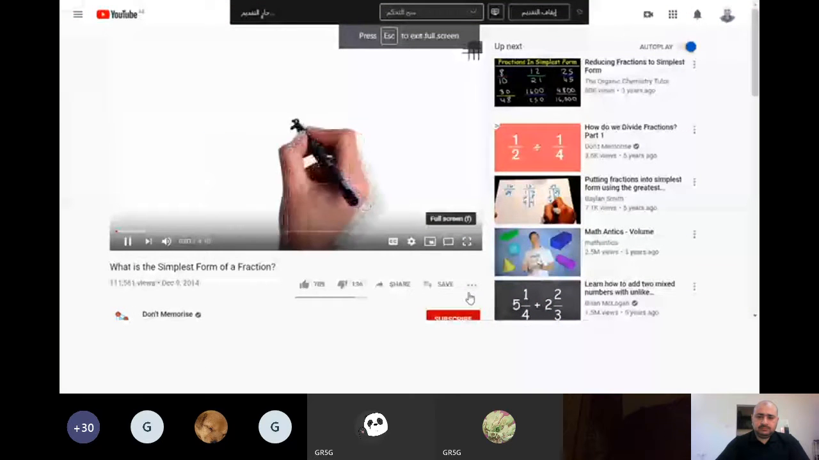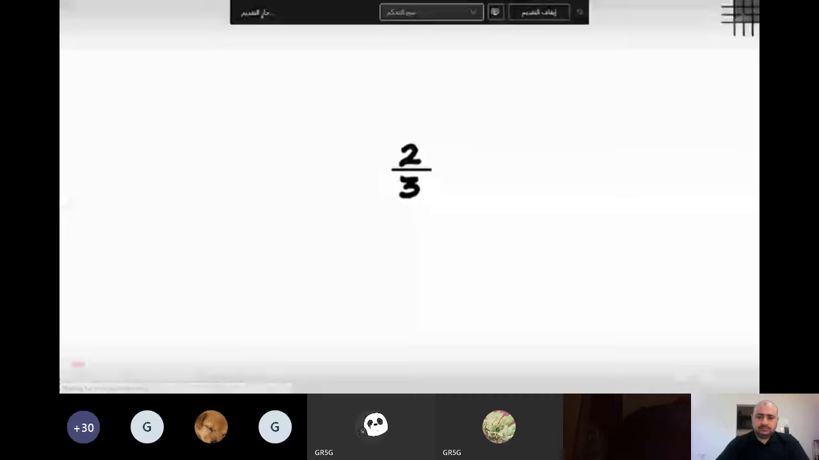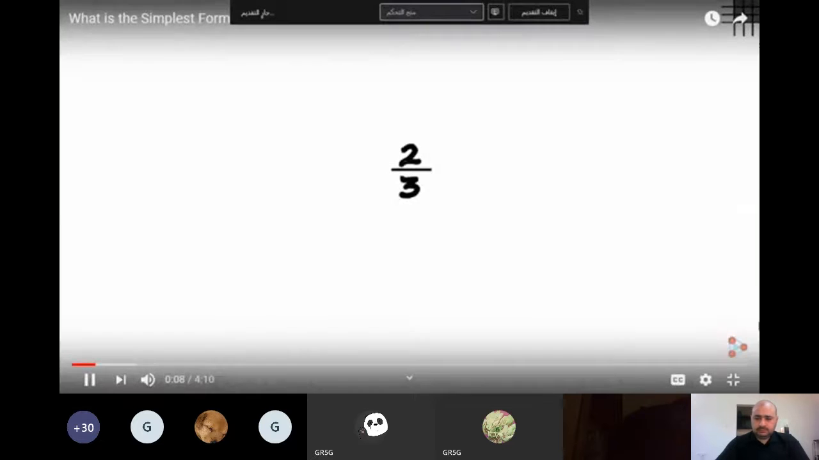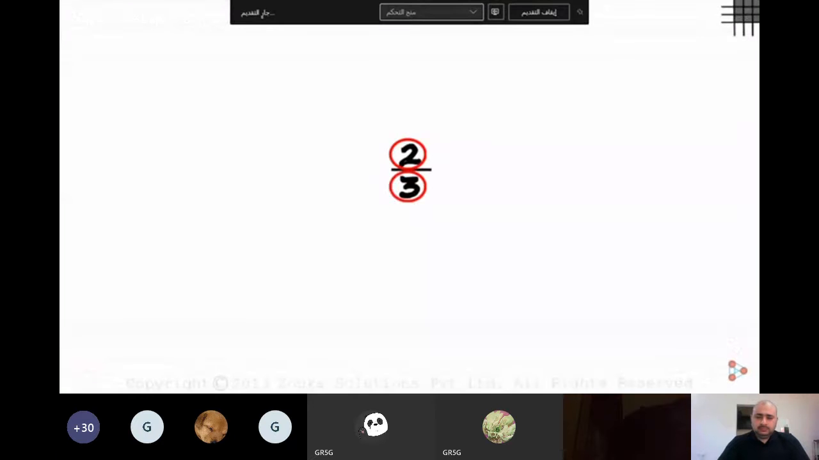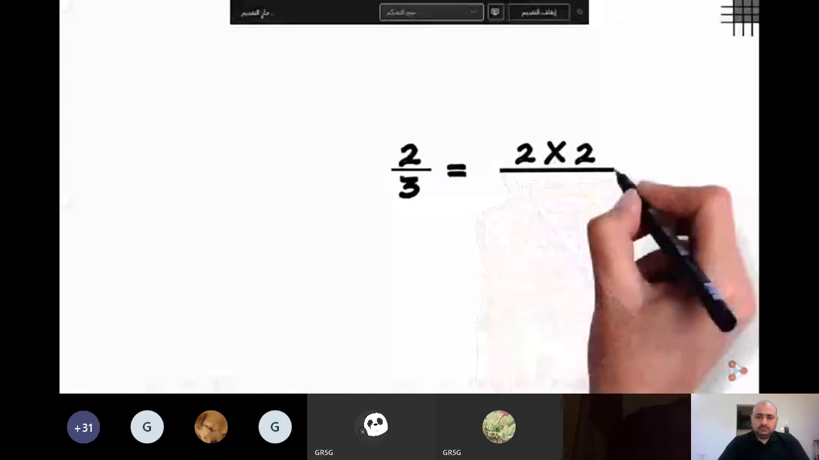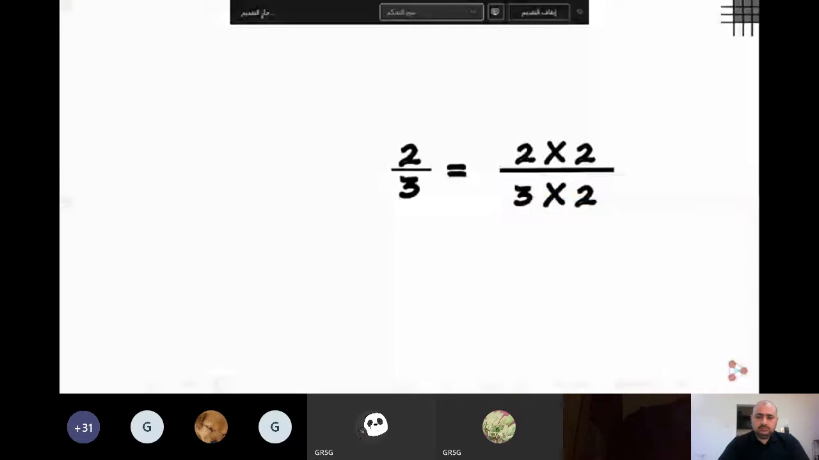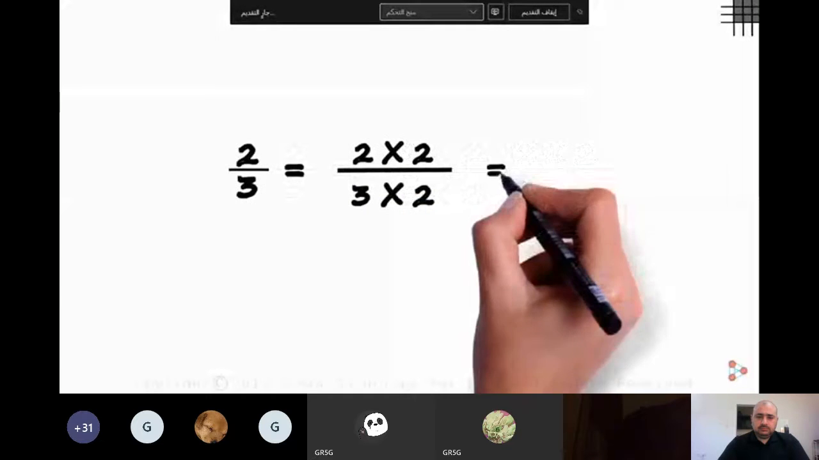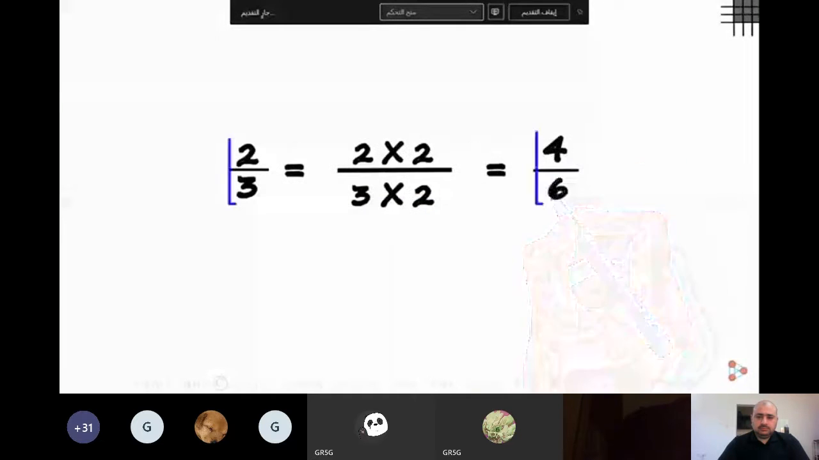Look at the fraction 2 by 3. All fractions have a very special property. If we multiply the numerator and the denominator of a fraction by the same number, the value of the fraction remains unchanged. Let's say we multiply the numerator and the denominator by 2. 2 times 2 is 4, and 3 times 2 is 6. So this will equal 4 by 6. These two fractions have the same value.